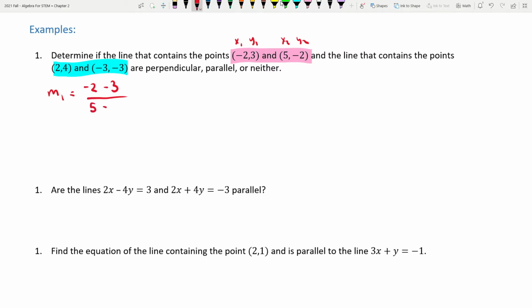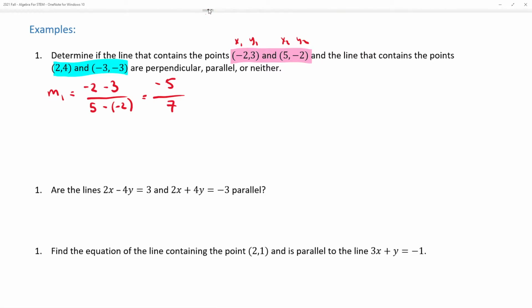is 5 minus -2. So that's going to be -5 in the numerator, and then I'm going to take 5 minus a negative, so add 2, so that'll be 7. So this is -5/7. Go ahead and try to figure out the slope of the blue line. Go ahead and pause the video and see what you get.